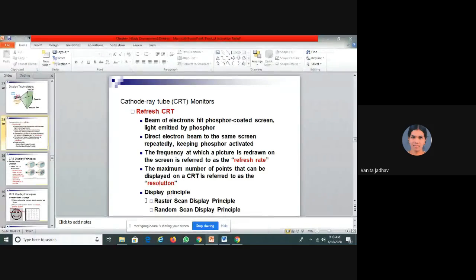After that we started the display principle. In the last lecture we discussed the display principles.